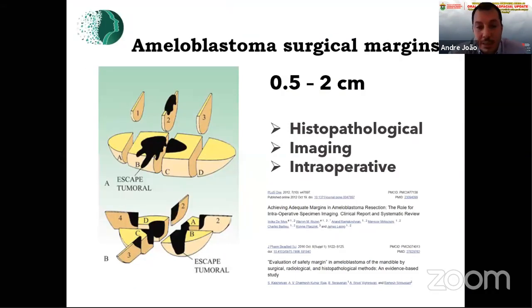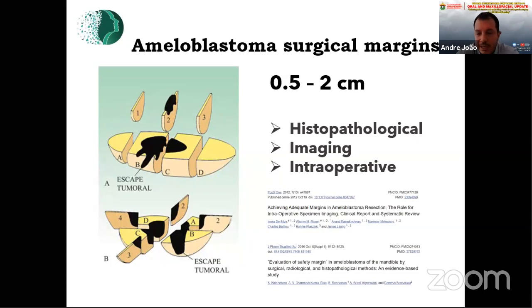So talking about radical surgery, it basically means that we need to include a safety area, a safety surgical margin. So we should remove part of normal tissue from wherever is seen in the tumor. These surgical margins, the literature says, are 0.5 to 2 centimeters.